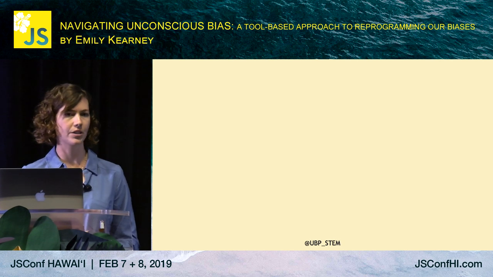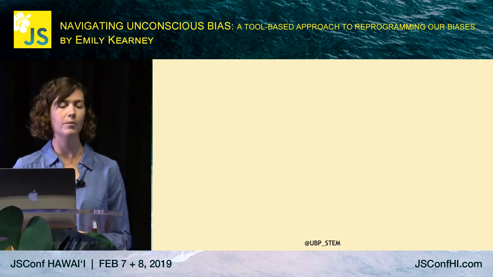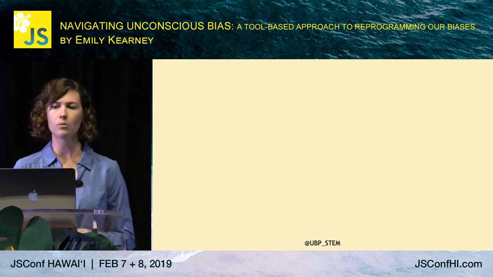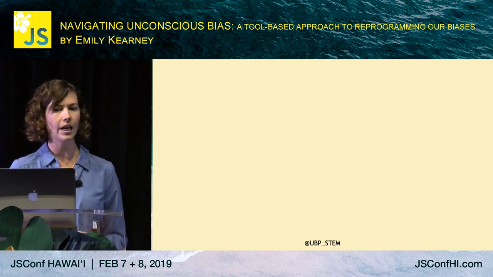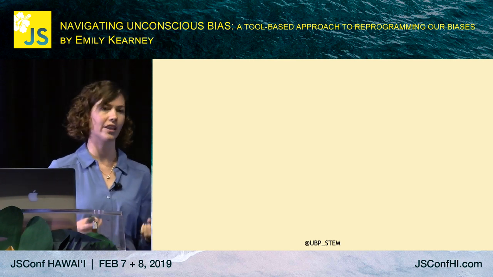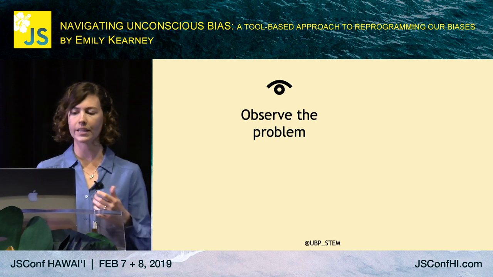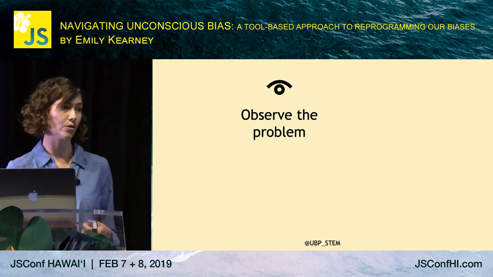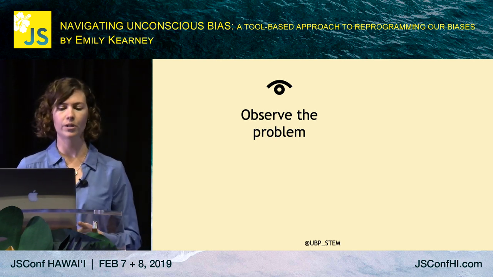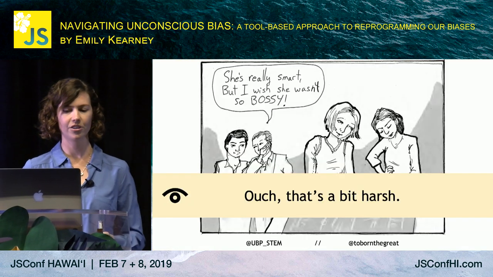Instead of labeling the person who made the comment as racist or sexist, inciting reflection on the comment through four simple strategies will help to highlight the problematic nature of it and encourage a change in behavior rather than an argument. So our first strategy is just to observe the problem. Instead of staying silent or moving on, observe that the comment was stereotypical and hurtful. Something like, ouch, that's a bit harsh.